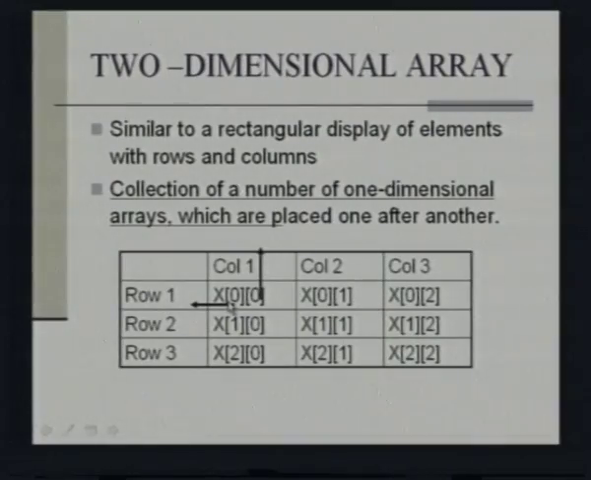So this is how the position is marked. The first element is identified by row 0 and column 0, row 0 and column 1, row 0 and column 2. The second row is identified by number 1, column 0, then row 1 and column 1, and row 1 and column 2. So this is how you identify the position of elements in a 2D array.